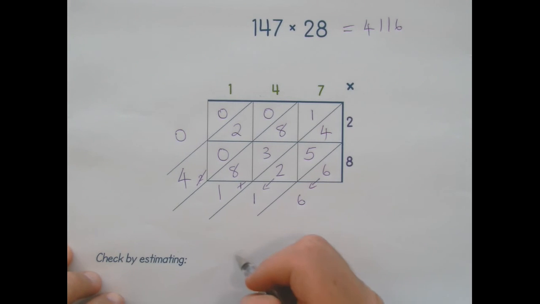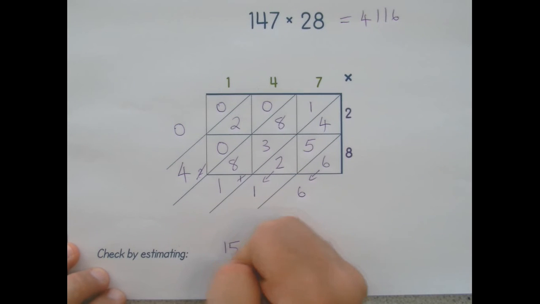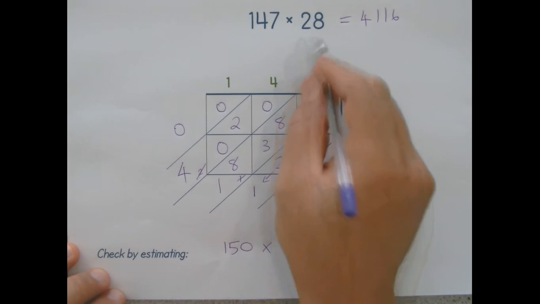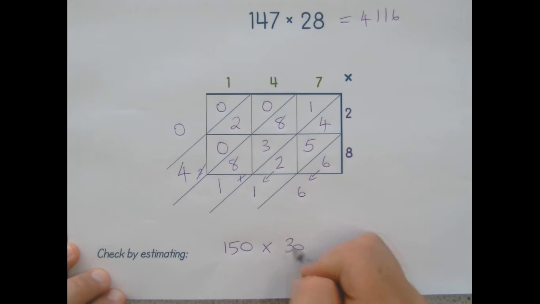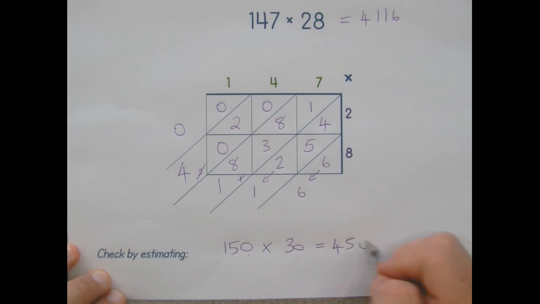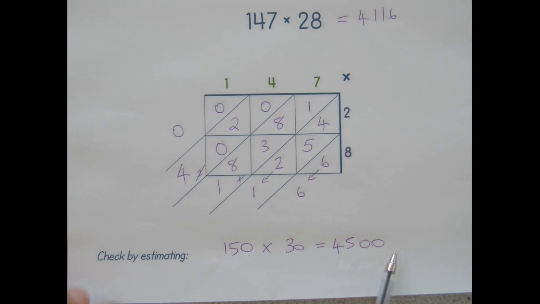Now I can check by estimating. In this case maybe 147, we can write as 150 because it's quite close to 150, that's a nice-ish number. 28, 30, 30 is close to. Now when I do this in my head then, I'm doing 15 times 3. 15 times 3 is 45, and then add the 2 zeros. Okay, so 15 times 3, 45, add the 2 zeros, 4,500.